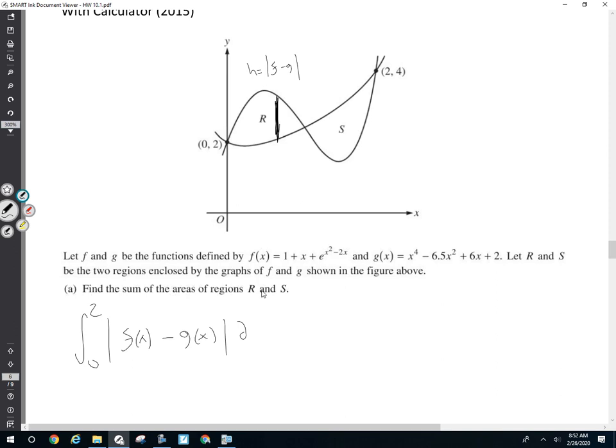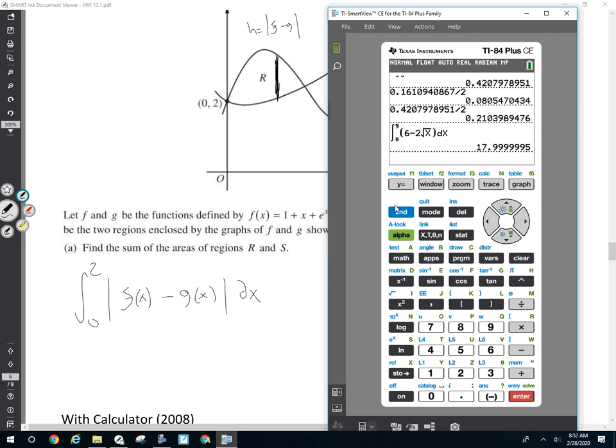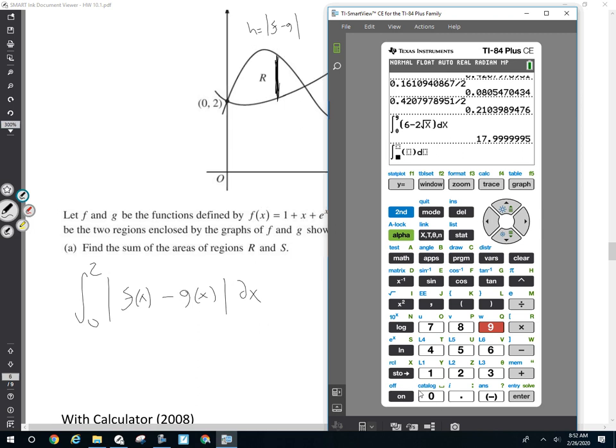This will save you a lot of time if you use this absolute value. So when you have a calculator, use your calculator and use it wisely. Math 9, 0 to 2. Thankfully, they gave you the intersection and you didn't have to spend time finding it.